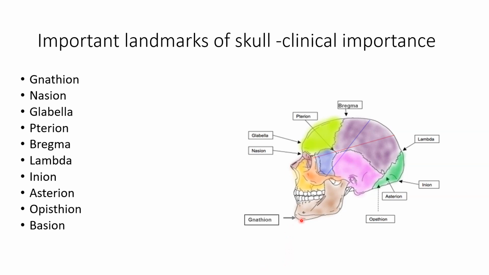At the chin, you will see the projection that is known as the gnathion. It is a landmark. Then at the upper part of the bridge of the nose, the junction of the frontal bone with the nasal bones is the nasion. And in between the two superciliary arches will be the glabella, and the point of junction between the sagittal suture and coronal suture is the Bregma. Then the junction of the sagittal suture with the lambdoid suture is the lambda.